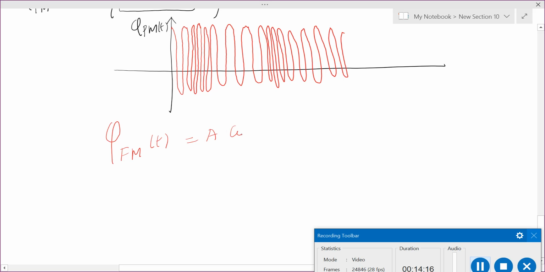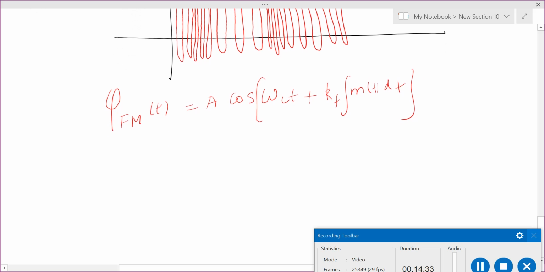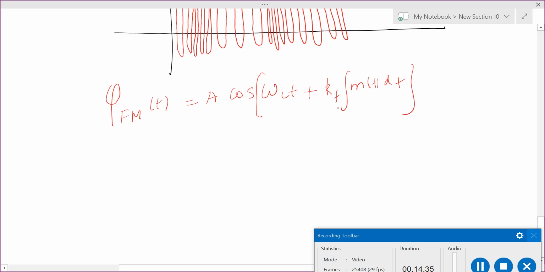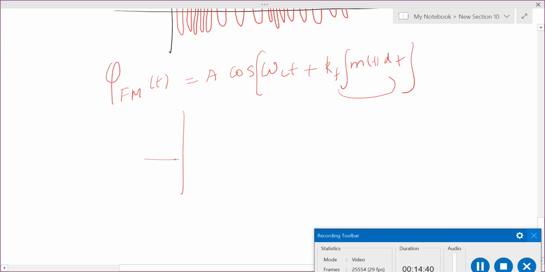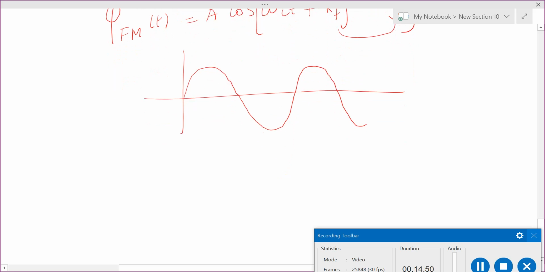So similarly, what is FM? A cos of omega ct plus k f integral m of alpha d alpha. Now first you need to integrate the message signal. The message signal is a triangular wave. Its integral will be parabolic type, right? So it looks like a sine wave, but it is actually made of parabolas.